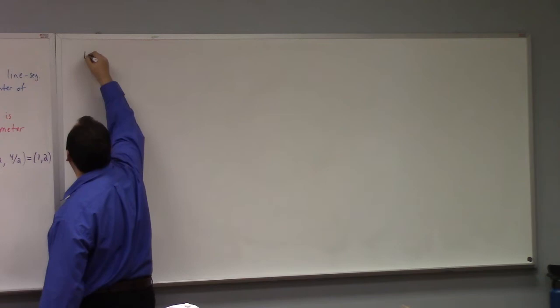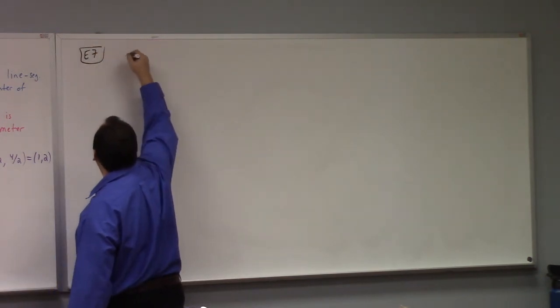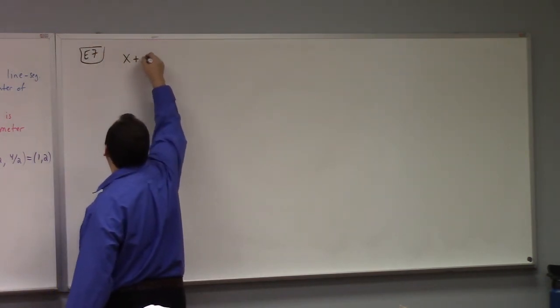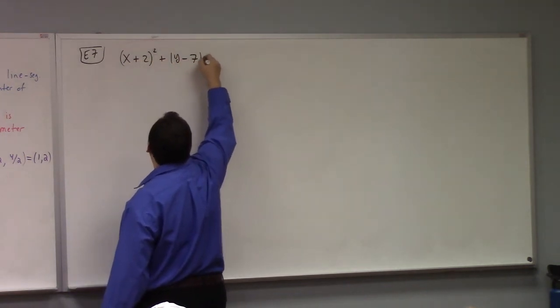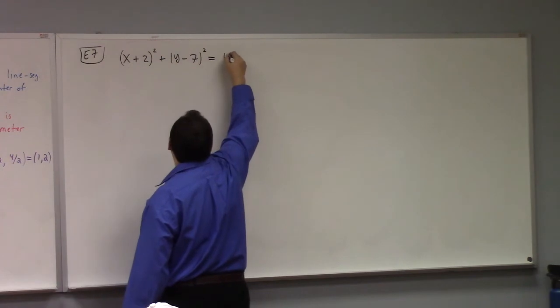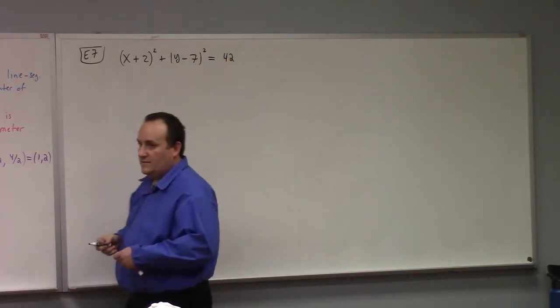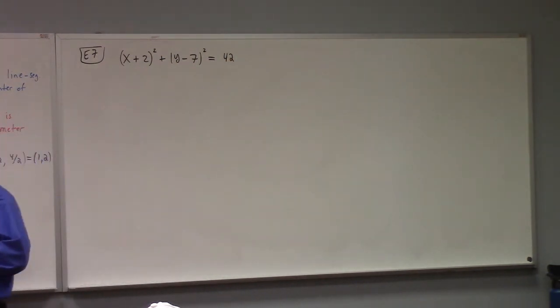Let's see here, example 7. How about this? x plus 2 quantity squared plus y minus 7 quantity squared equals 242. Find me the center and the radius of this circle.